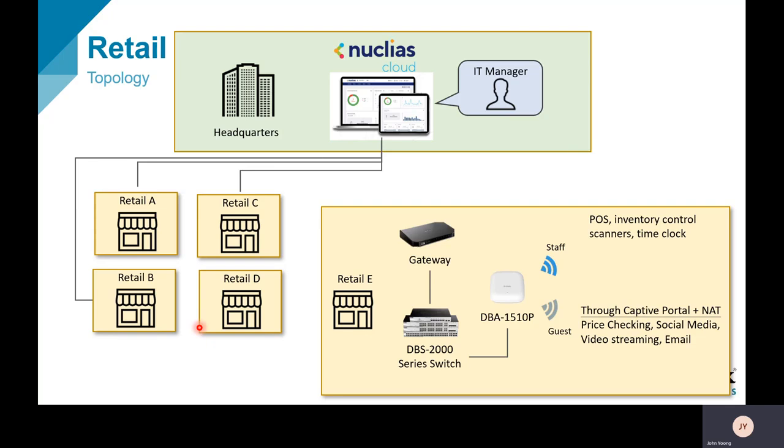Okay, so by using our DBA series, the AP, we have a captive portal plus NAT. We can provide the guest their own DHCP server. Once connected to this network, the guests will not be able to interrupt your main network at all. So it's very secure, okay? It also provides a new subnet for the guests so they can do price checking, social media, and video streaming also.